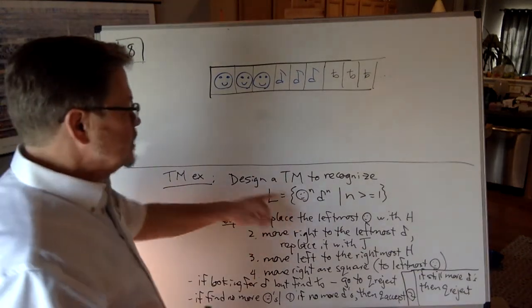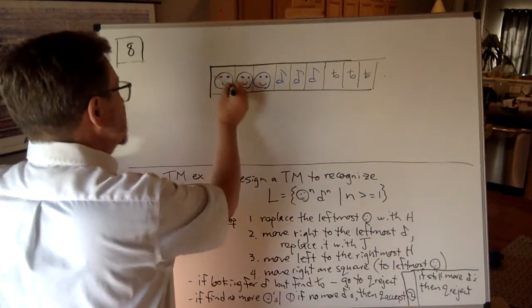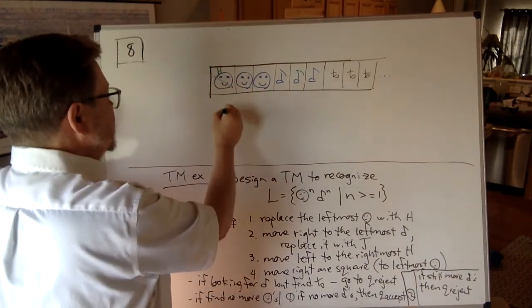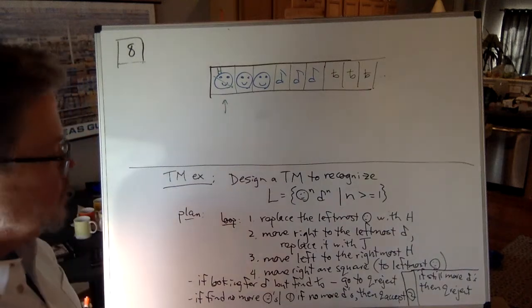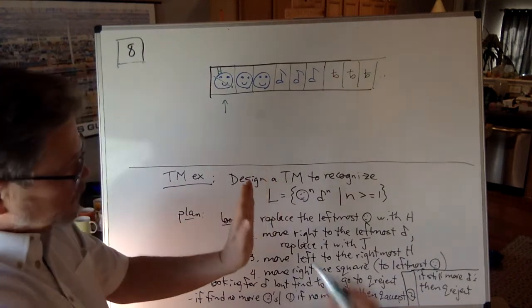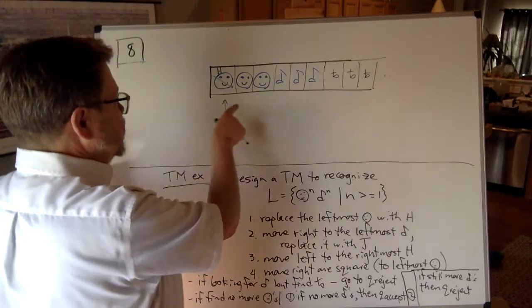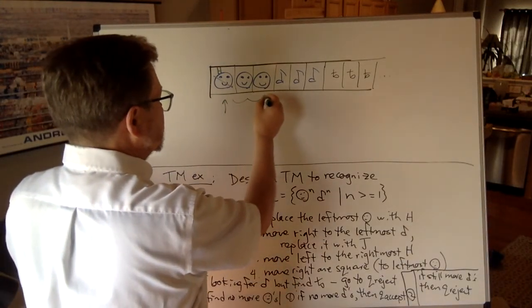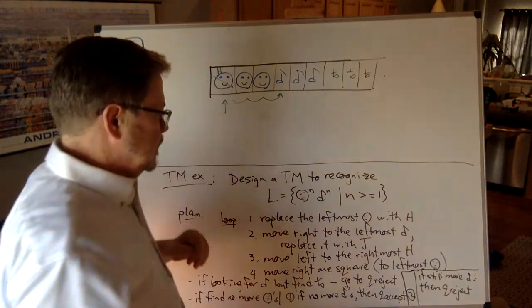Let's see. Replace the leftmost happy with an H. Done. That's an H. That's where the read-write head was initially. We'll assume it's at the far left. Move right to the leftmost joy. Move right, move right. Here we go. Right there. We'll stop right there. Done.